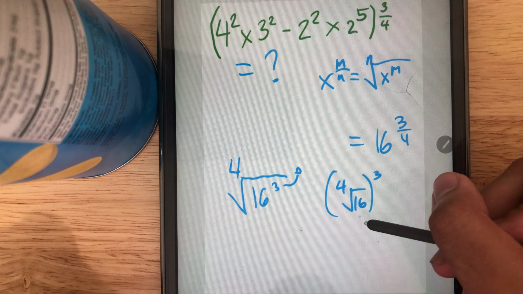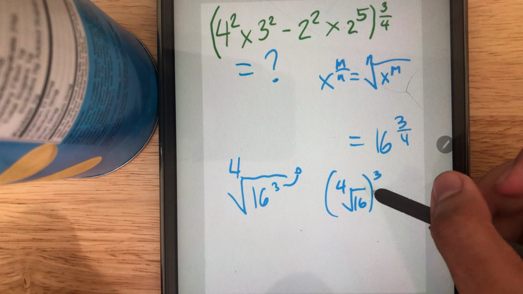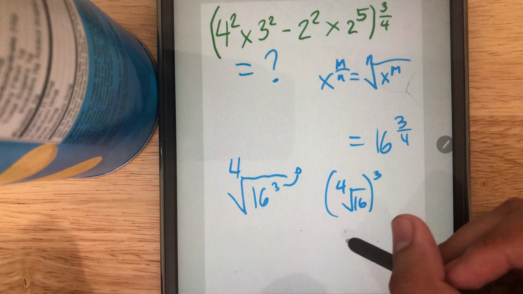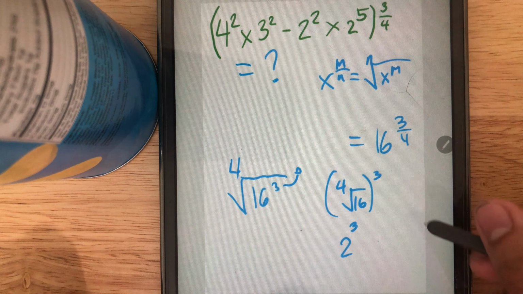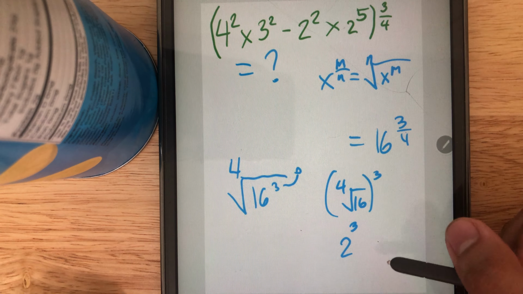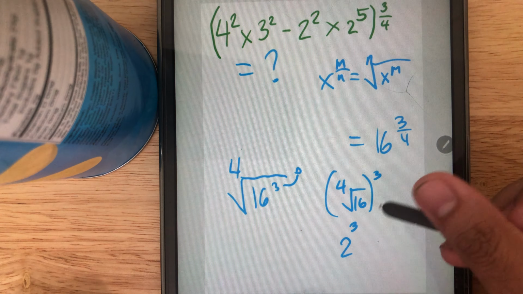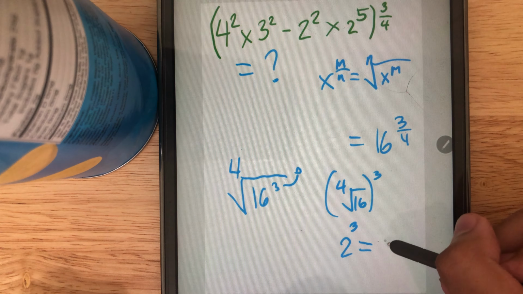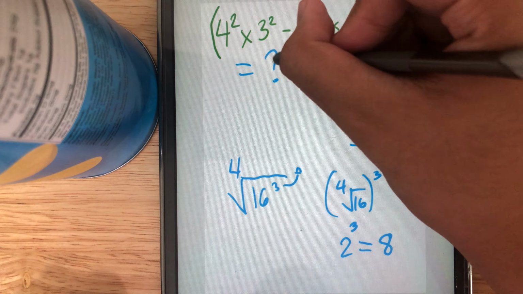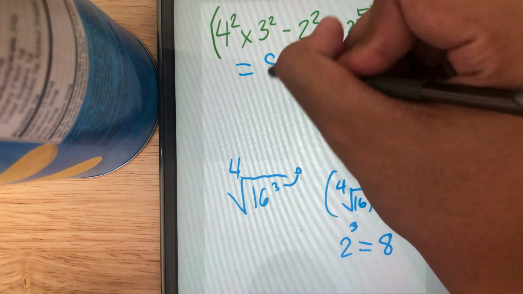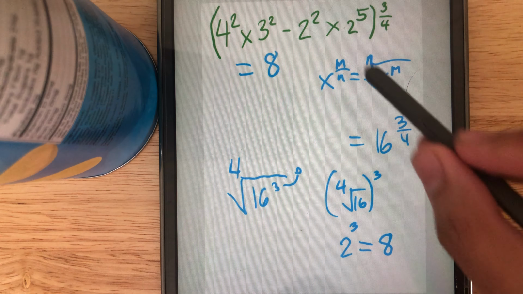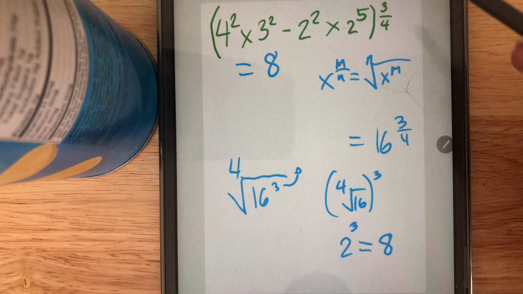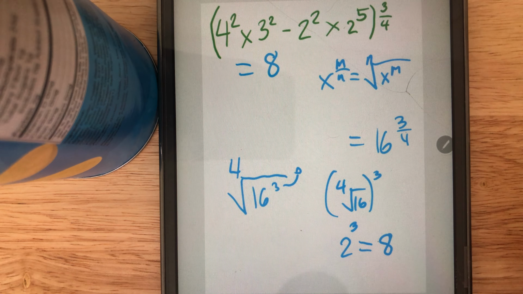And we know that 16 is 2 power 4, so the 4th root of 16 becomes 2. Then we'll still keep the power. And lastly, we will simplify 2 cubed. And 2 cubed is simply equal to 8. So the equation (4 squared times 3 squared minus 2 squared times 2 power 5) whole power 3/4 is equal to 8.